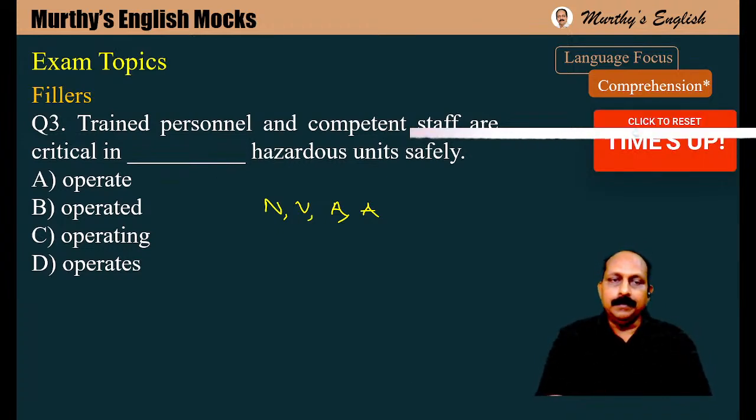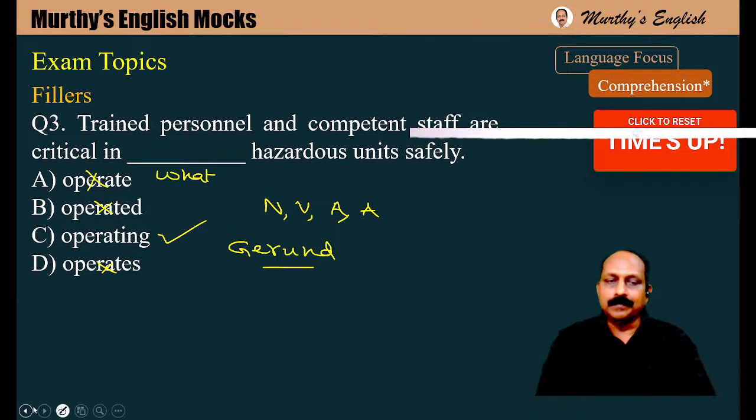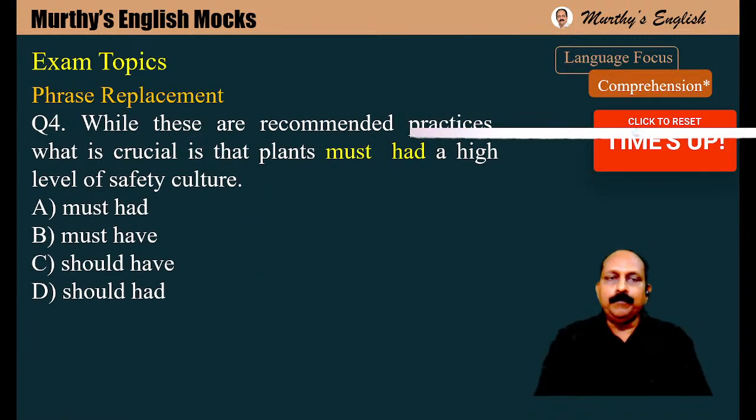Your time is up. Here, trained personnel and competent staff are critical in what? In doing something, in reading, in working. That means we need a noun, a verb ing form used as a noun. What is the technical term for that? Very good. Operation SSC. I appreciate that. Gerund. And based on that, you cannot consider any of these. Answer is C.